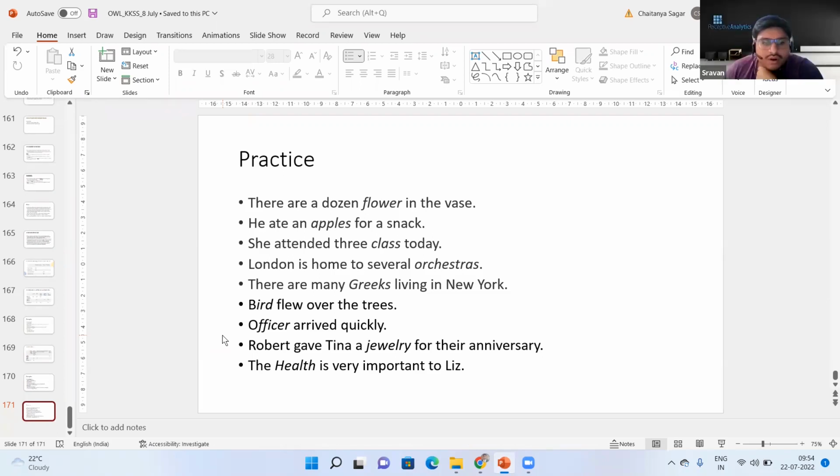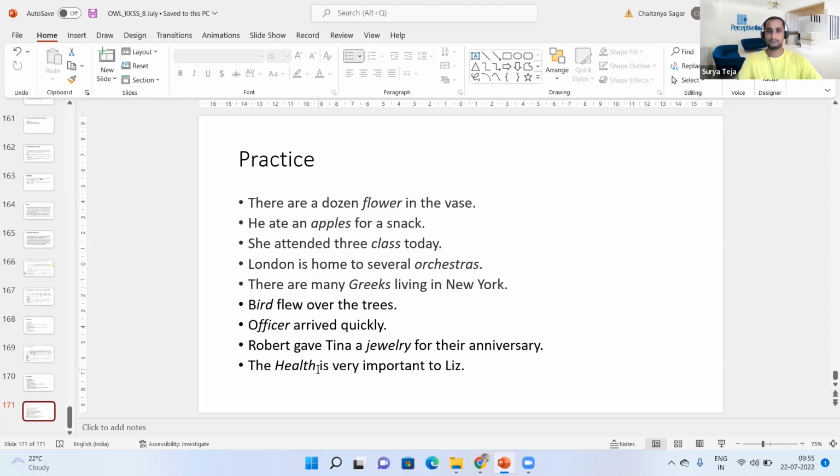We have to not use an article with this, because jewelry is a non-countable noun. Right, that is correct. Jewelry is a non-countable noun, so it cannot be distinguished unless we mention rings or necklaces. But in general, jewelry is a non-countable noun, so "a" has to be removed. So that's correct. Now the final example, the ninth: "The health is very important to Liz."